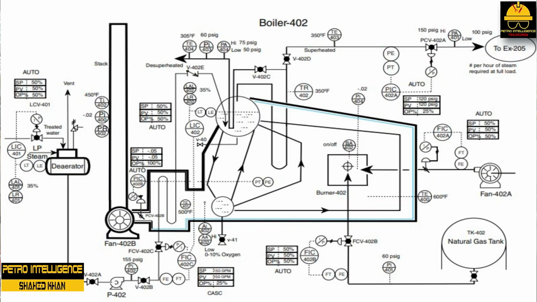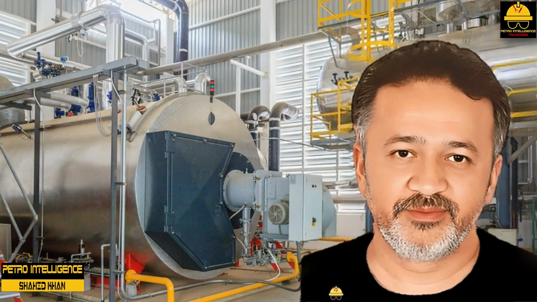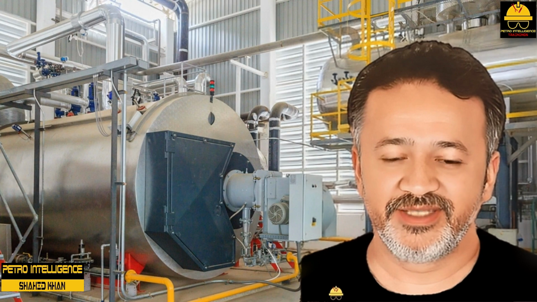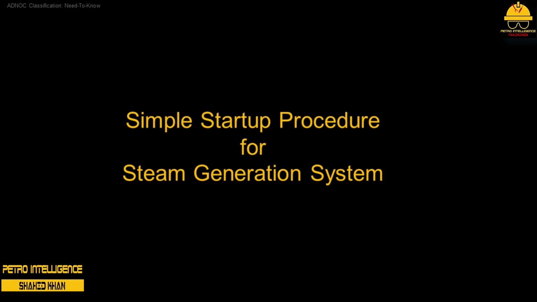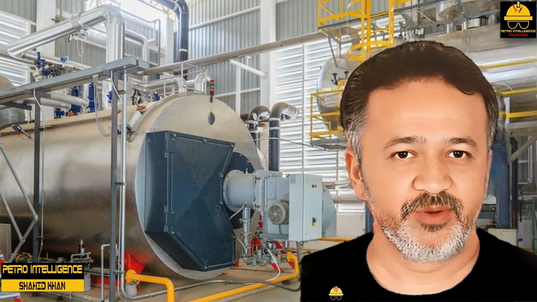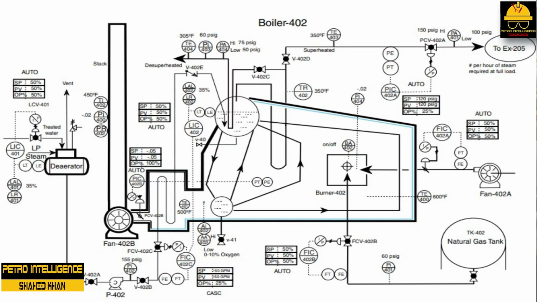This picture illustrates a steam generation system. Steam system symbols. Steam system devices can be represented as symbols. This picture shows steam system symbols. Now I will discuss the simple startup procedure for steam generation system. Consider this picture of our steam system. We want to start up this system.